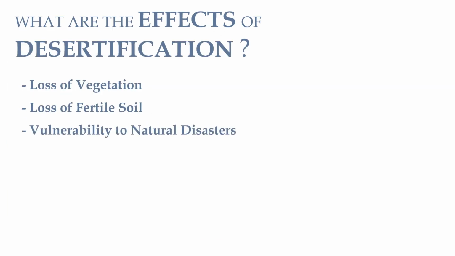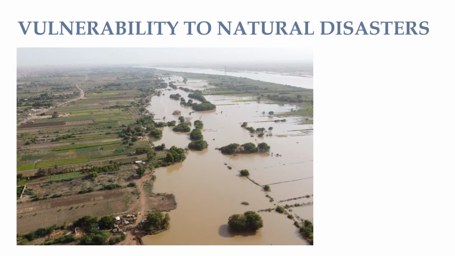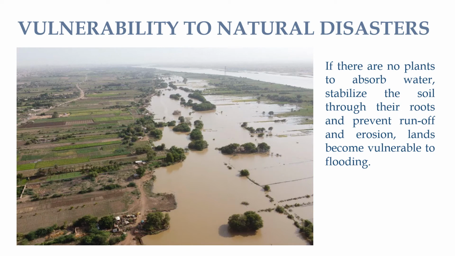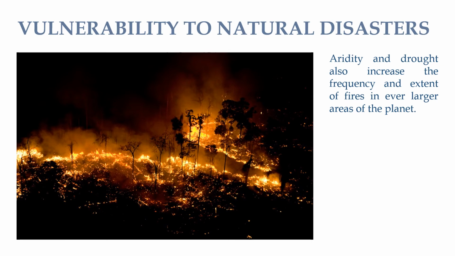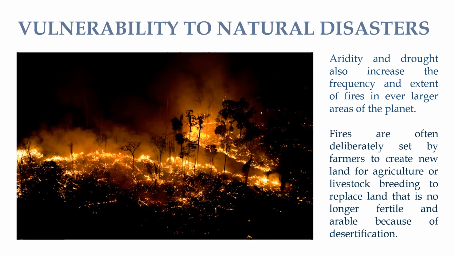Vulnerability to natural disasters. If there are no plants to absorb water, stabilize the soil through the roots, and prevent runoff and erosion, lands become vulnerable to flooding. Aridity and drought also increase the frequency and extent of fires in ever larger areas of the planet. But fires are often deliberately set by farmers to create new land for agriculture or livestock breeding, to replace land that is no longer fertile and arable because of desertification.